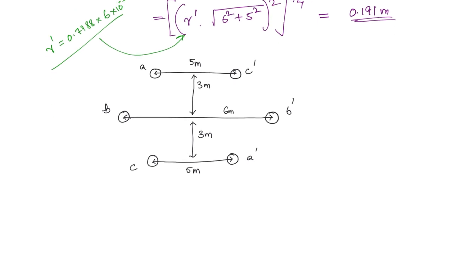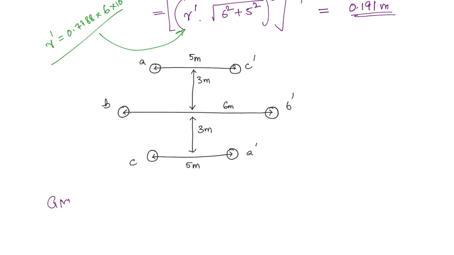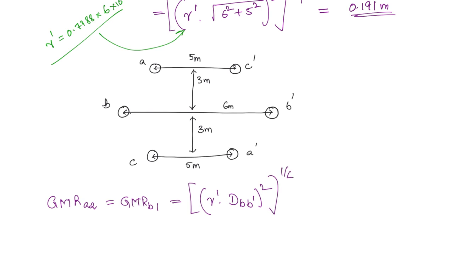Similarly, what is the GMR of phase A in position 2? This is nothing but GMR of phase B in position 1, right? So in a similar manner you are going to get R' into DBB', this will be whole square, to the power 1 by 4. Now what is BB' here? This is 6 meters. This, if you substitute, you are going to get 0.167 meters.